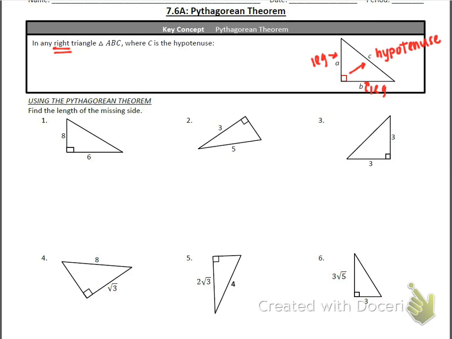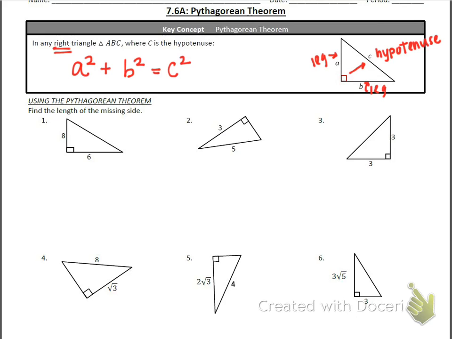Okay. So if we have a right triangle, and usually we just label the legs A and B, and the hypotenuse is always C, Pythagoras discovered that if you take A squared plus B squared, it came out to C squared.